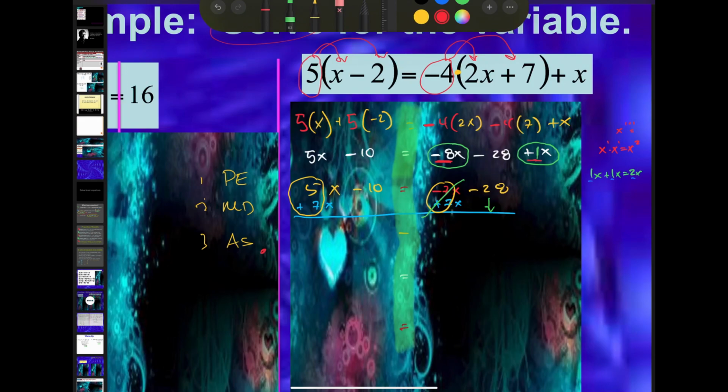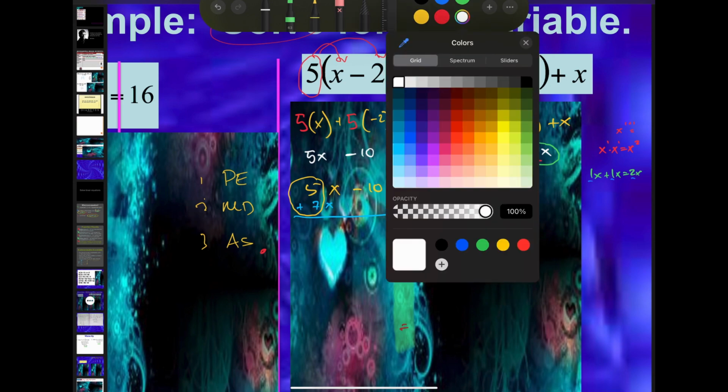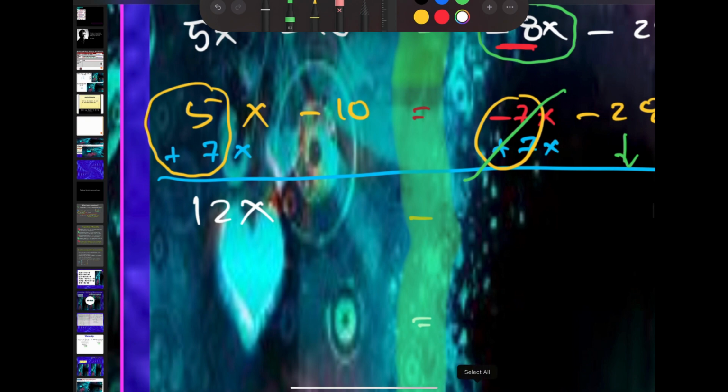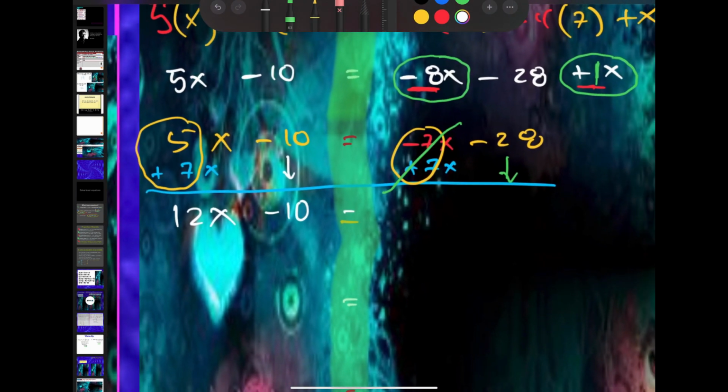All right. So from here, this is correct, right? Class, you tell me. 5x plus 7x. 12x. What do I do with the negative 10? Class, what do I do with the negative 10? Bring it down. Class, negative 7x plus 7x. 0. And what do I do with the negative 28? Bring it down.